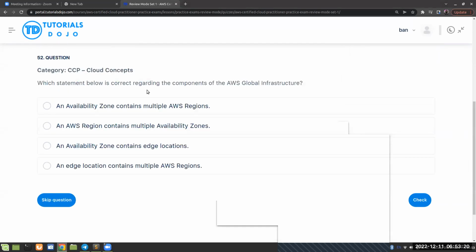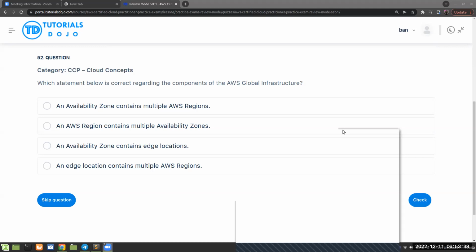Which statement below is correct regarding the components of the AWS global infrastructure? So we're looking for a statement that is correct regarding the components of the AWS global infrastructure. B. An AWS region contains multiple availability zones. Okay, I see that's supported.